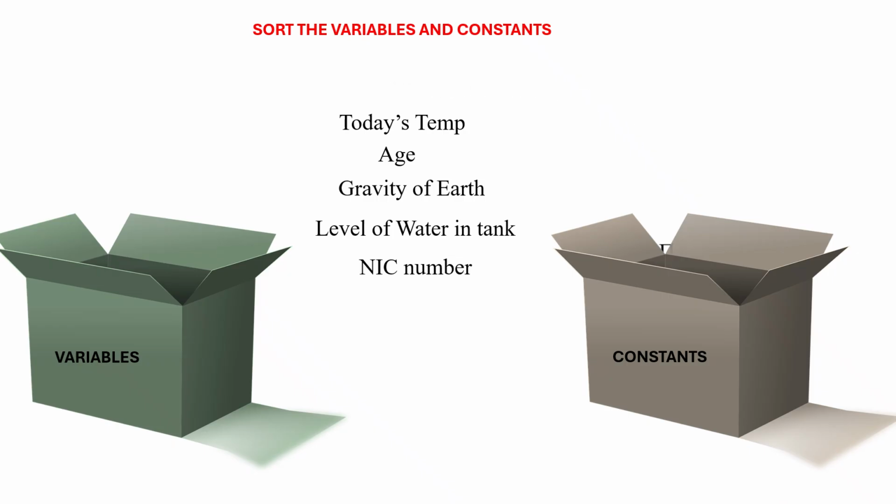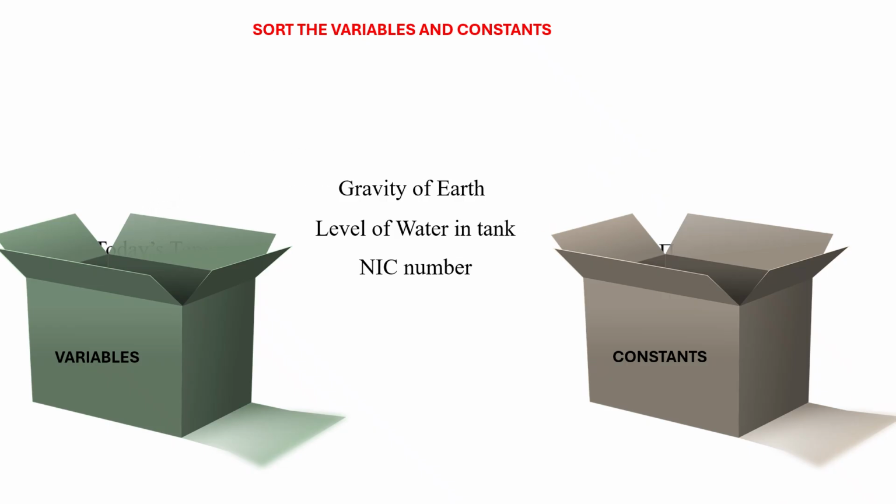Today's temperature, which changes throughout the day. It's different in the morning, different in the afternoon, and different in the evening. So that means it will be termed as a variable. Age. Your age is changing every minute, every day, and every year. So it will be termed as a variable.